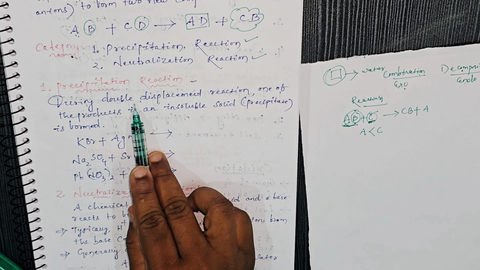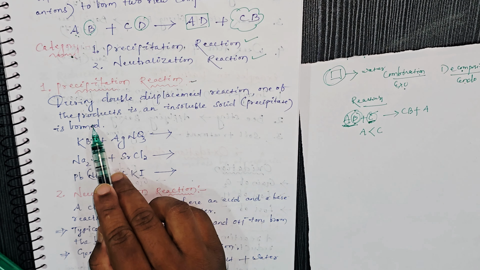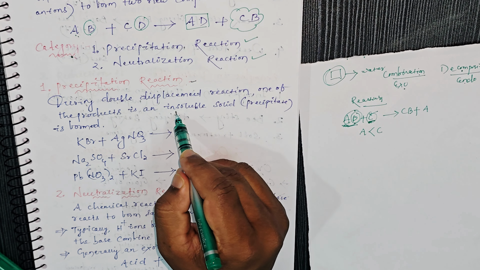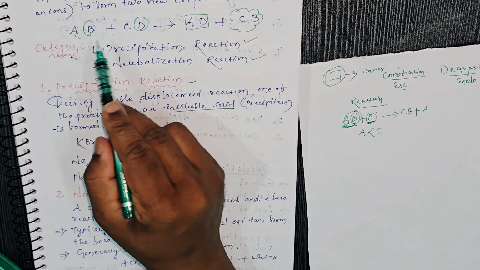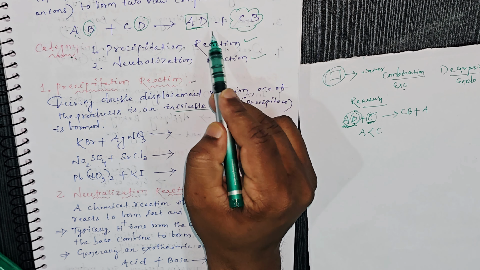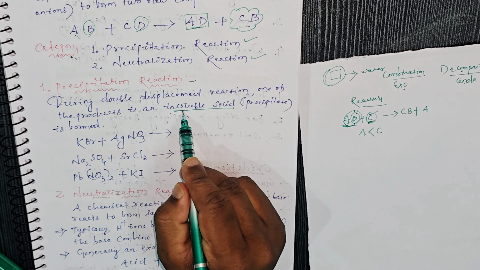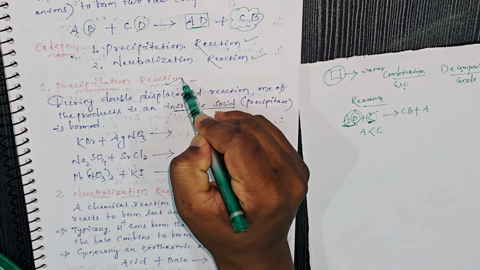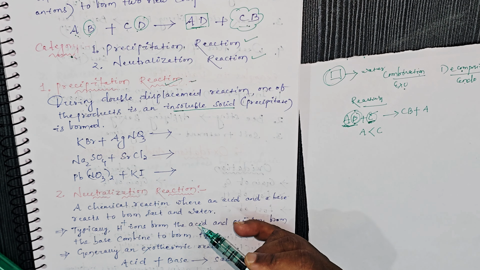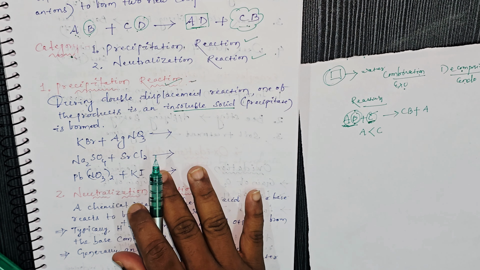So during a double displacement reaction, one of the products is an insoluble solid. That means if you take AB and CD gives rise to AD and CB. So between this AB and CD, if either one of the products is insoluble, then this double displacement reaction can be called a precipitation reaction. I hope this is clear. So for this I have taken some examples.